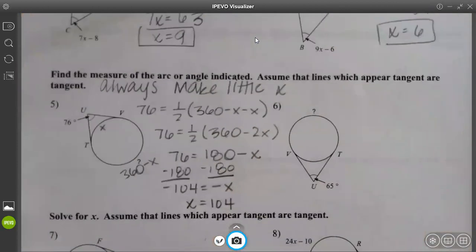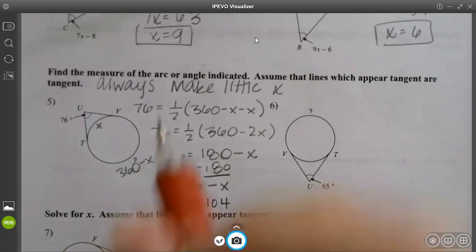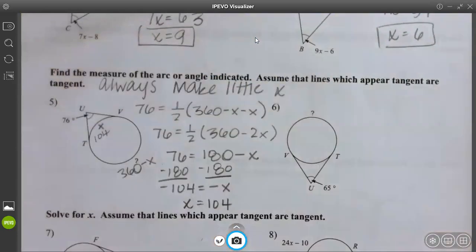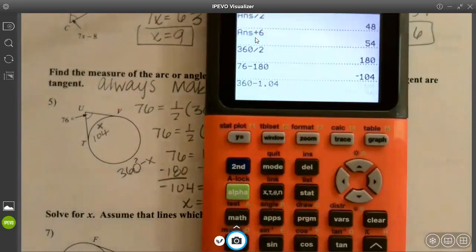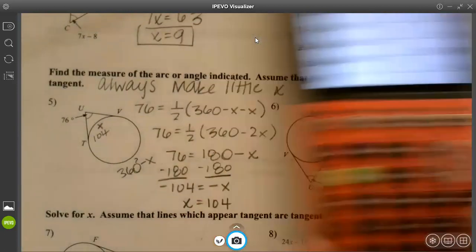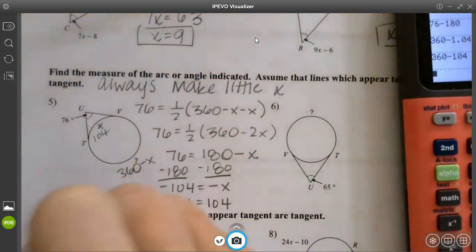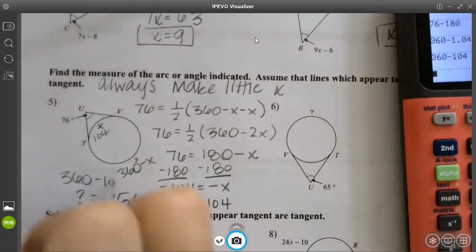Now, what did it ask us to find? Did it say find x? No, it said find the arc indicated. So we need the question mark. The question mark is 360 minus x. What we found was the little arc. So how do I find the other one? 360 minus 104. Sorry, 360 minus 104, which is 256. So we did 360 minus 104.